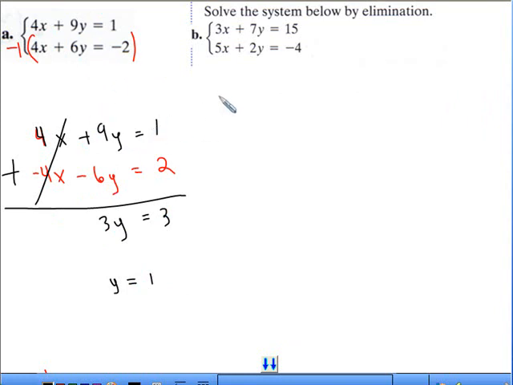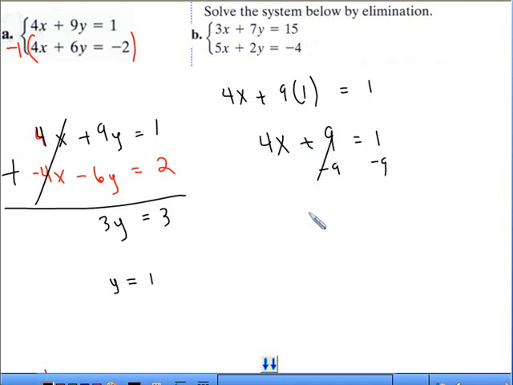So let's say I plug it in the top, so we get 4x plus 9 times 1 is equal to 1. So that will give us 4x plus 9 is equal to 1. Minus 9 on both sides. So 4x is going to equal negative 8. Divide both sides by 4. So x is going to equal negative 2. So our solution is negative 2 and positive 1. All right?